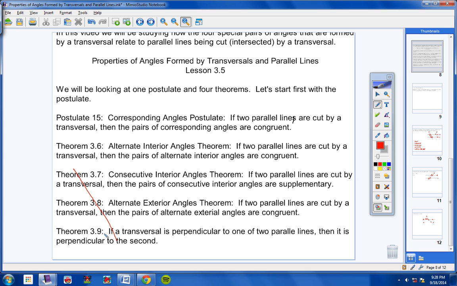these theorems down here. Now, I can use postulate 15 and other theorems and postulates I've learned throughout the year, but I cannot use these because they come after that theorem. So do understand that, okay? All right, here we go. Let's go ahead and prove Theorem 3.6.